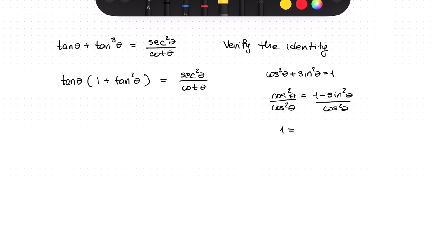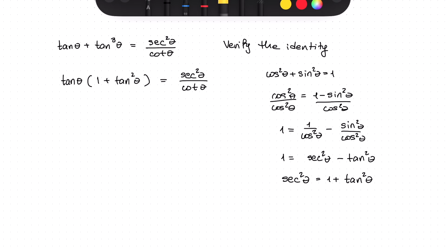When I do, the left-hand side becomes 1, and the right-hand side, I can separate them. So it becomes 1 over cosine squared theta minus sine squared theta over cosine squared theta. And 1 over cosine squared theta, I know that it's secant squared theta. And sine over cosine always gives me tangent. So it's going to be negative tangent squared theta because both of them are squared. Now, if I add tangent squared theta on both sides, then I will have secant squared theta equals 1 plus tangent squared theta, which is exactly what we have there.